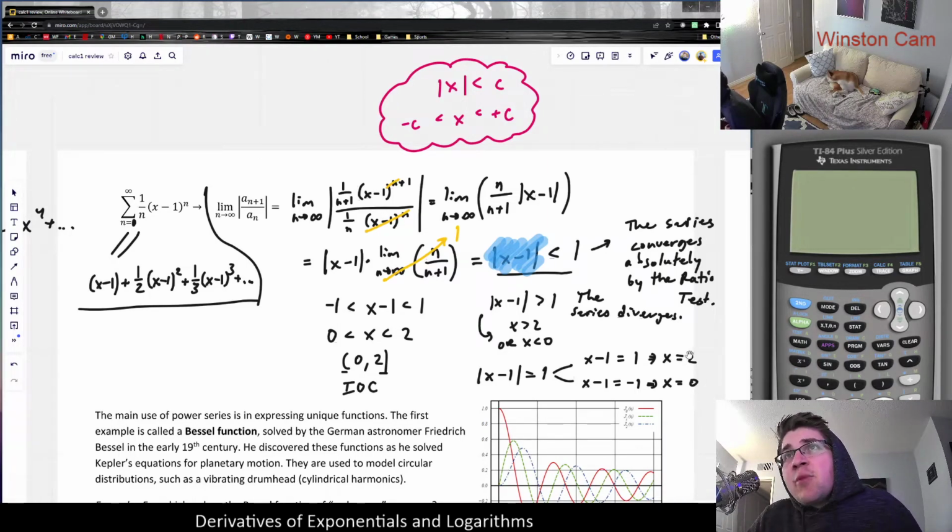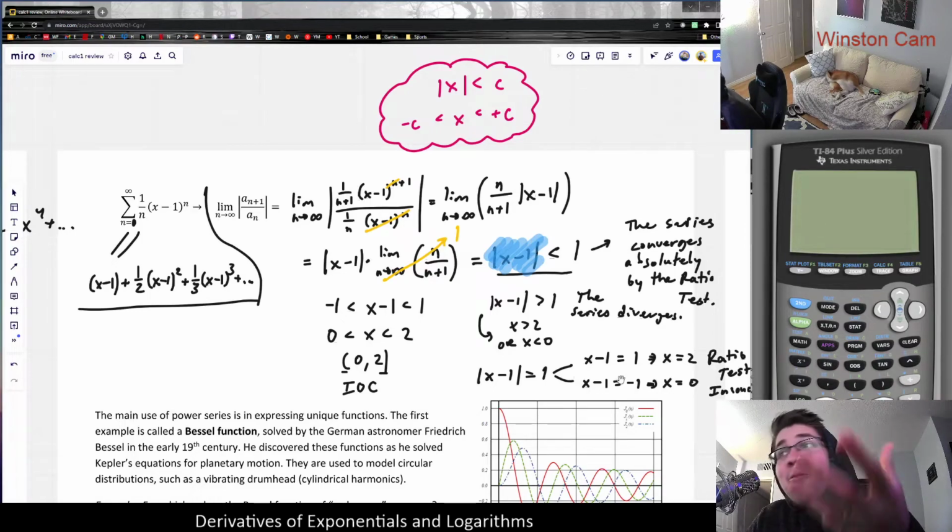As we see right here, when x is equal to 2 and x is equal to 0, we're not really sure. So your next question might be, how do I figure out what happens when the ratio test is inconclusive? Let me just write it out. Ratio test inconclusive.